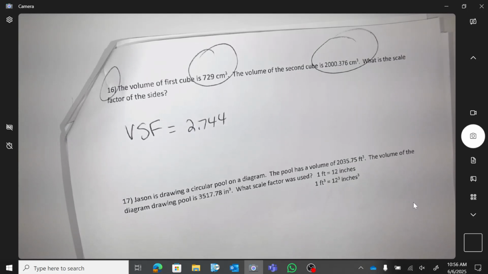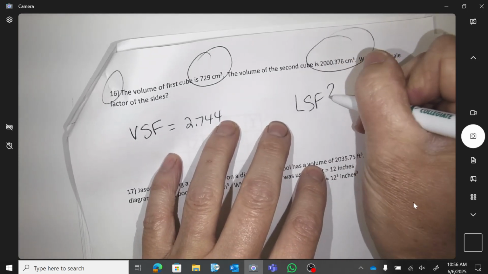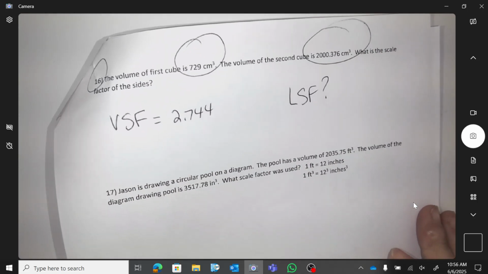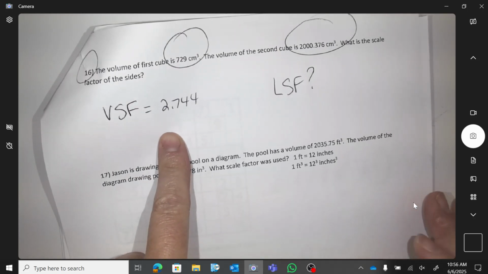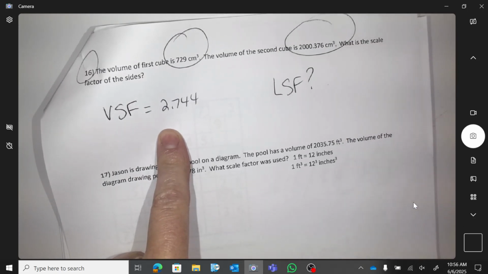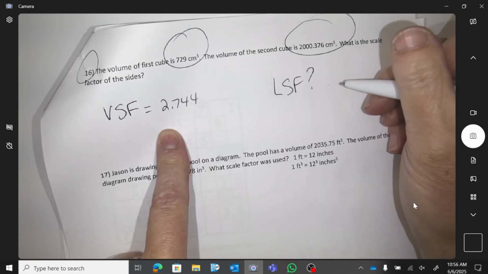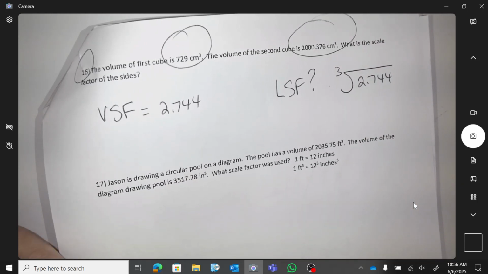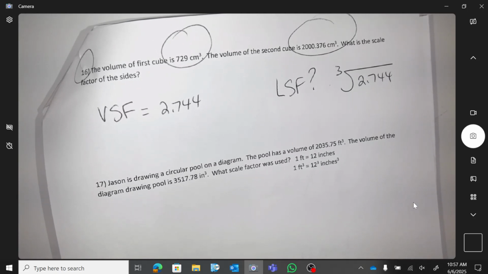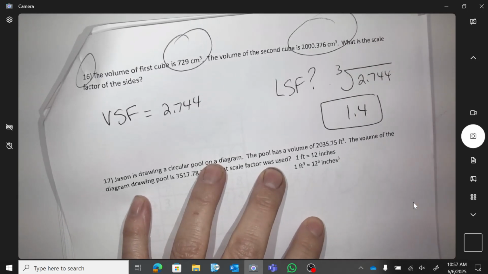And my question says, what is the scale factor of the sides of this thing? So what is that asking me? What's the linear scale factor? How do I get there from the volume? What is volume measured in? Cubes. So then I do the cube root. Do we all remember how to type that in? Let me guess. Is it 2.744? I'm gonna guess 1.